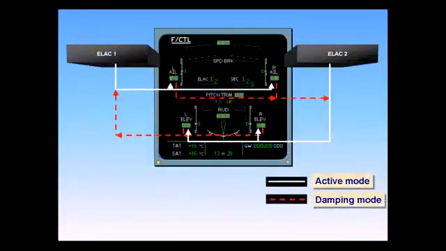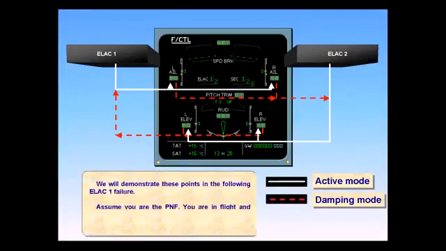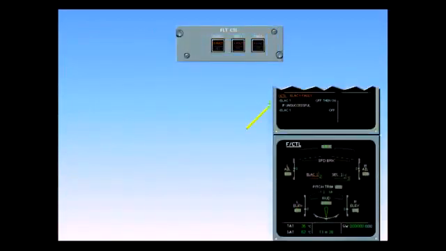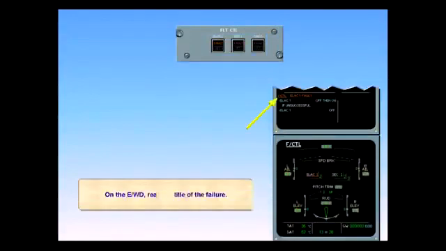We will demonstrate these points in the following ELAC 1 failure. Assume you are the pilot not flying. You are in flight and everything is normal. Click on the forward arrow to activate the failure. On the engine warning display, read the title of the failure.